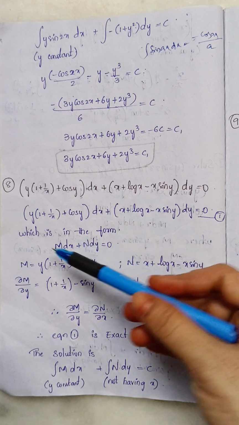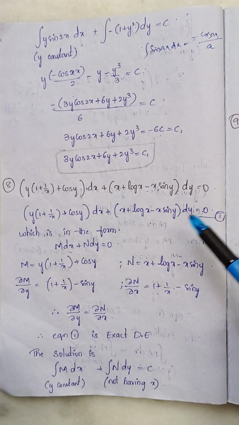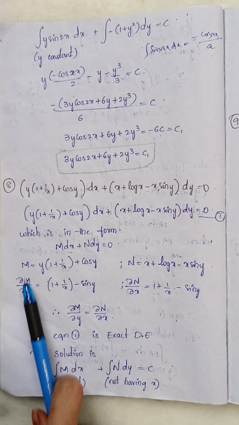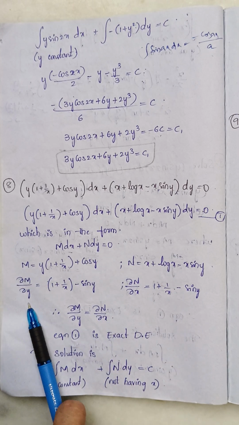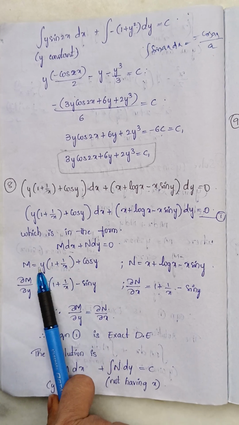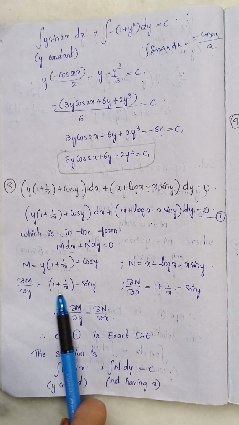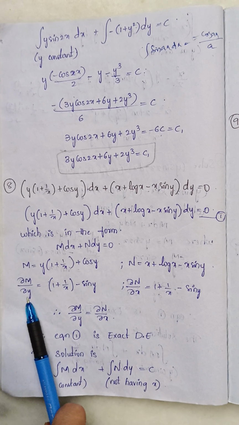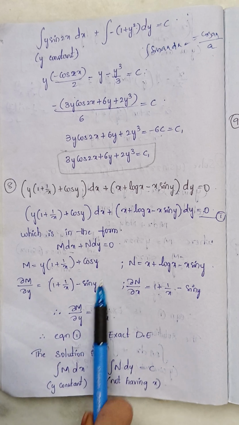Similarly, we can have some more problems: m dx plus n dy equal to 0. Here also in the same form, take m and n. Now see here, dou m by dou y: with respect to y, x is constant, so this total term is constant and the y derivative is 1, so 1 into this total term, plus with respect to y, the derivative of cos y is minus sin y.